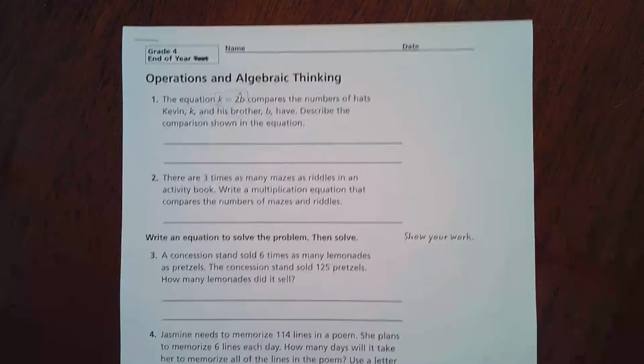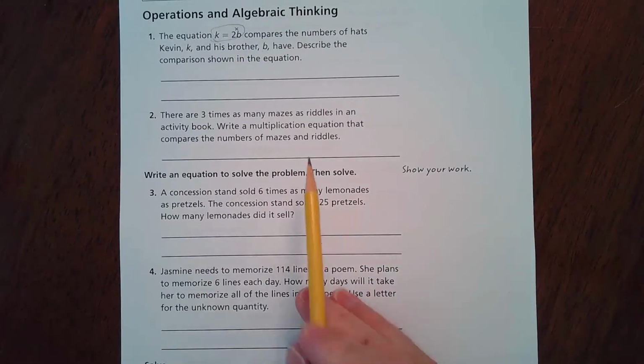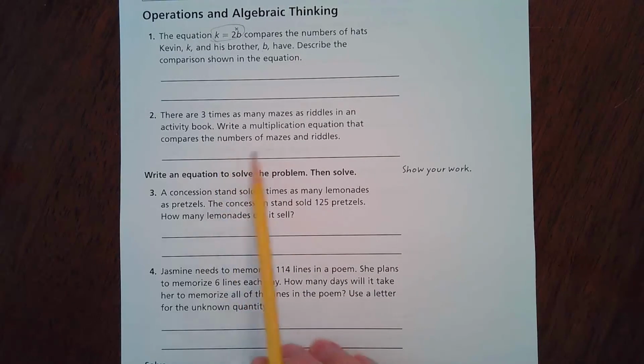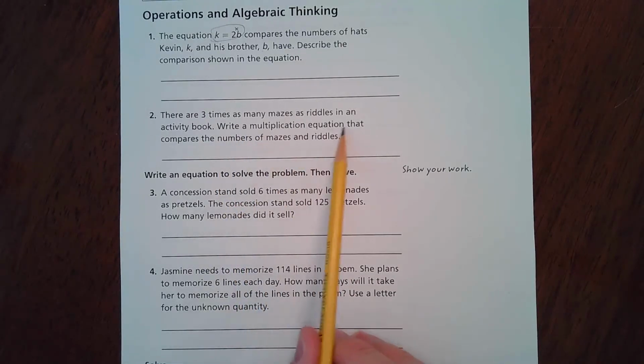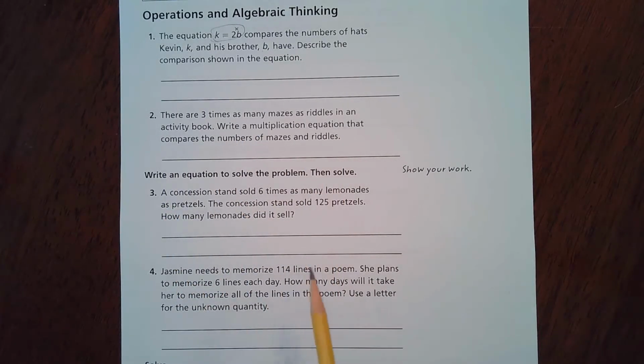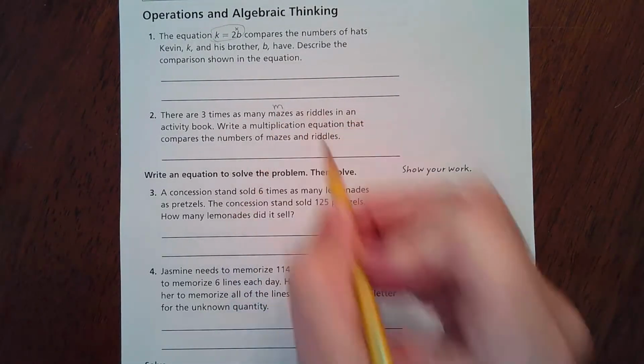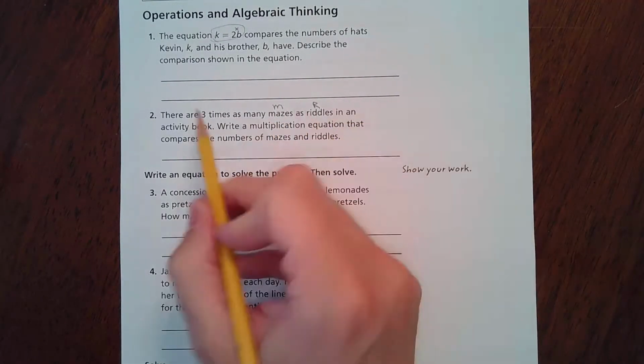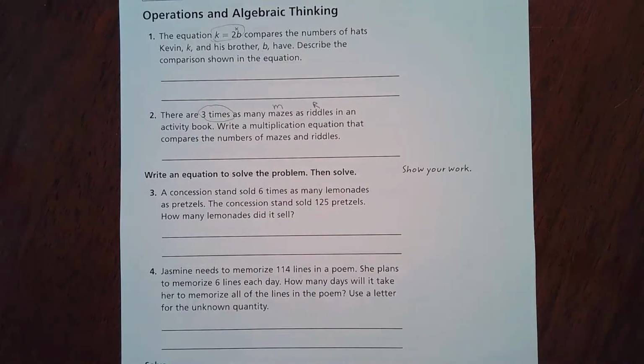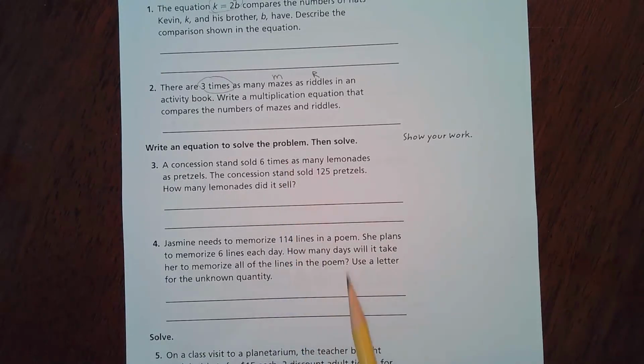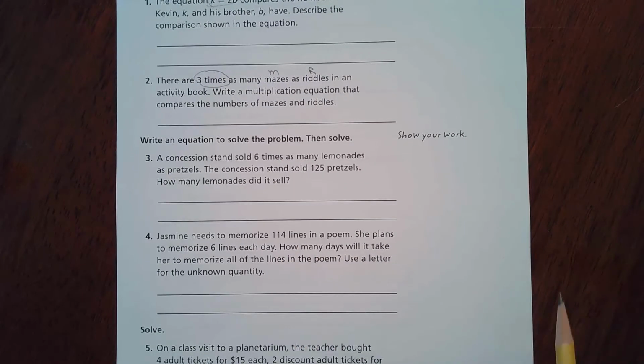Same down here, except this time, because it says write a multiplication equation that compares the numbers of mazes and riddles, if you want to find a letter, probably M for mazes and R for riddles. And I see a 3 times in there, so figure out how you're all going to slap those together. Write an equation to solve the problem, then solve. So the bottom line is, you're going to solve these ones, right?